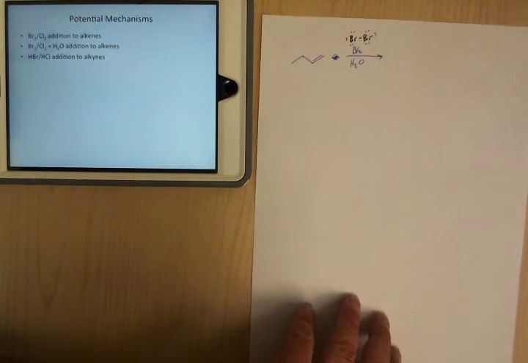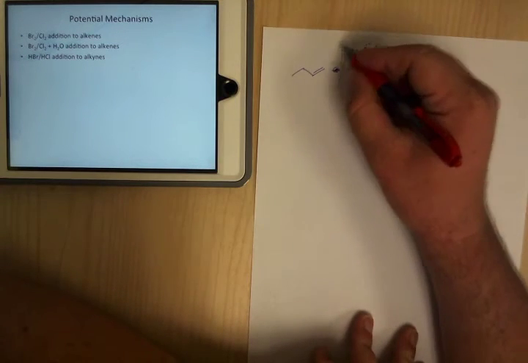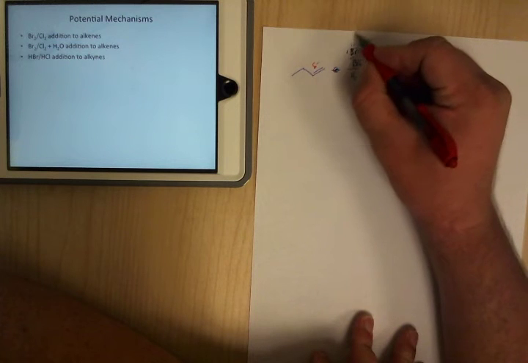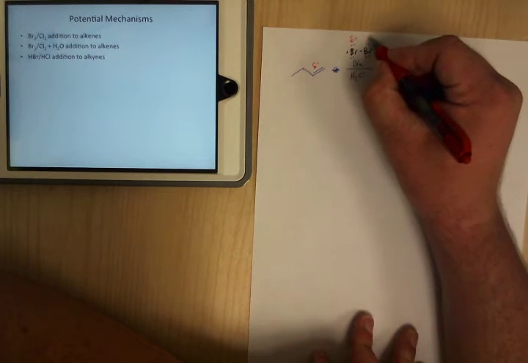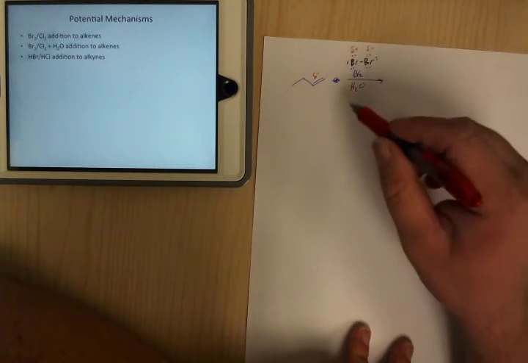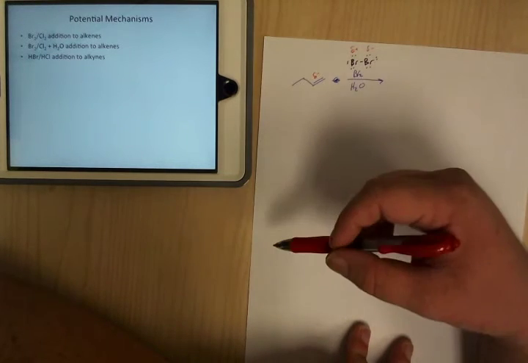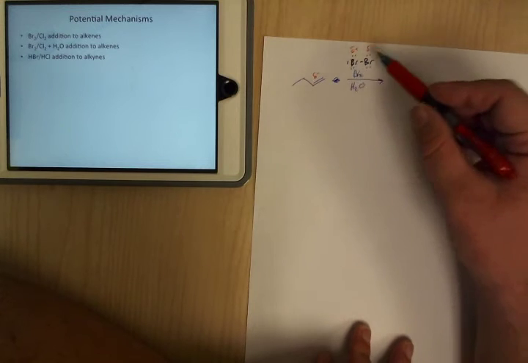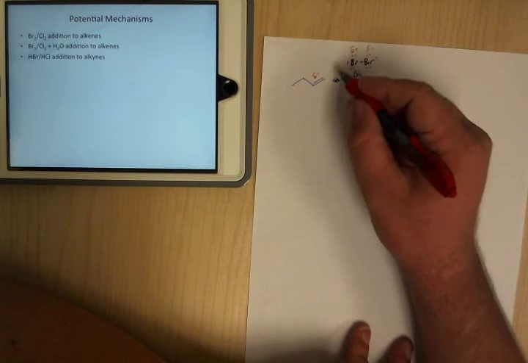Okay, so this has negative character, and this part is going to have plus and minus character. You don't have to put the partial charges. If you have an actual formal charge, you're going to have to write that, and if you have a resonance structure, you're going to have to write that. But partial charges aren't that big. You don't have to write those.